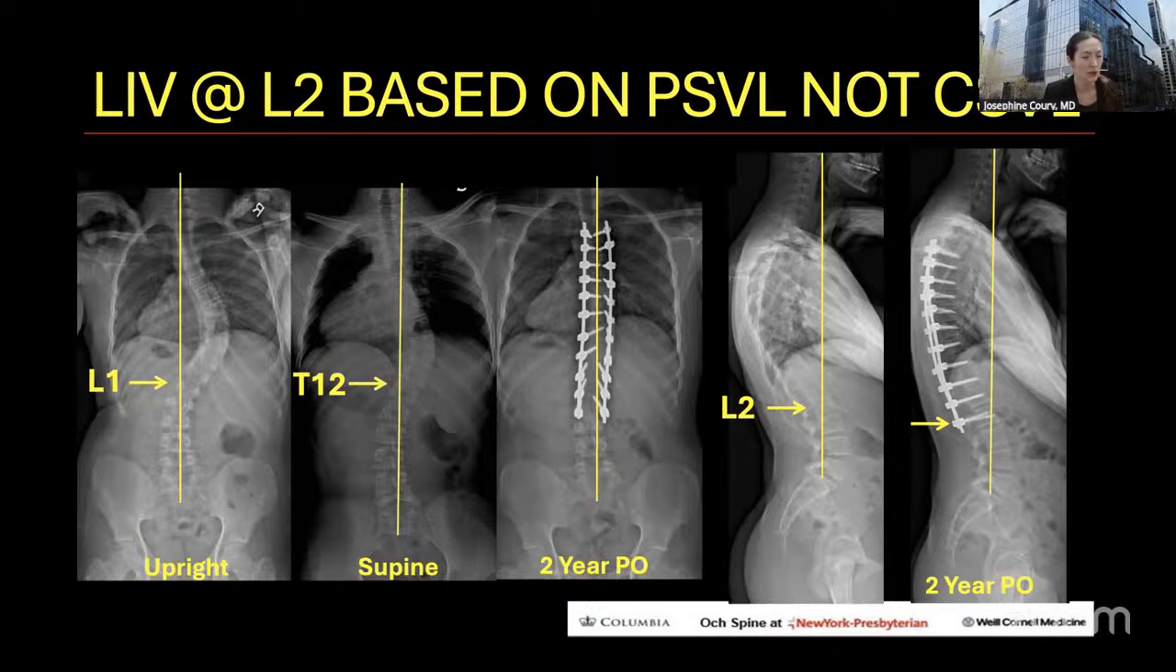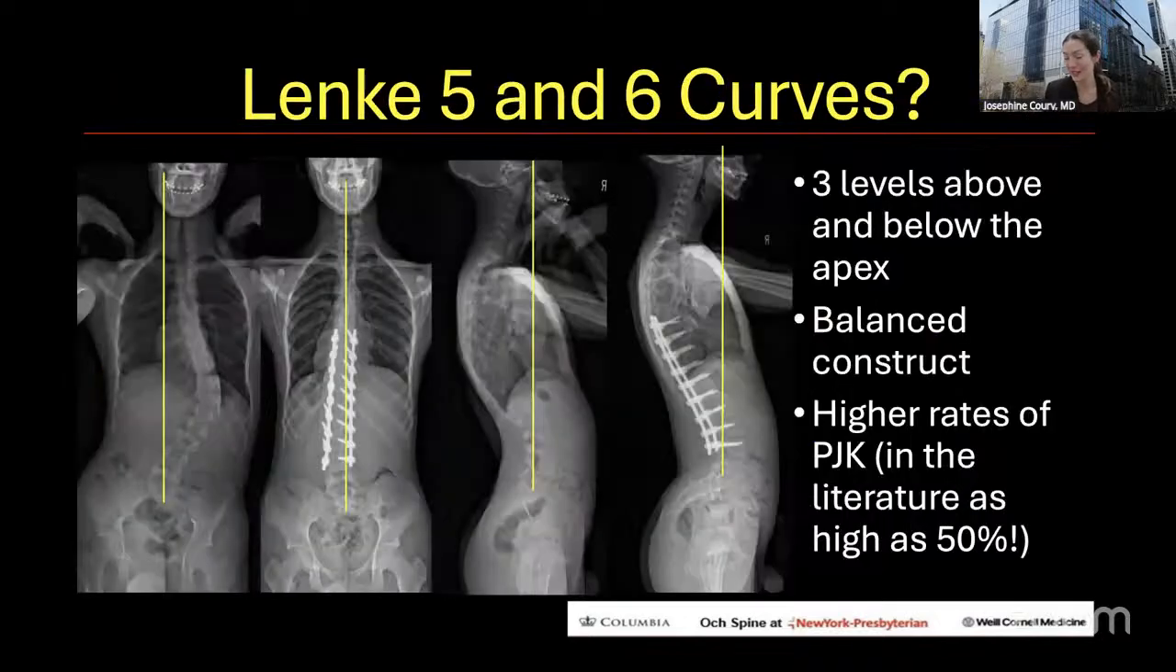So when you're looking between those different LIVs, it's most important to do what's right for the patient and not try to push it to save one level that functionally and clinically doesn't make as much of a difference for a patient. So that concludes the Lenke type 1 to 3 curves.